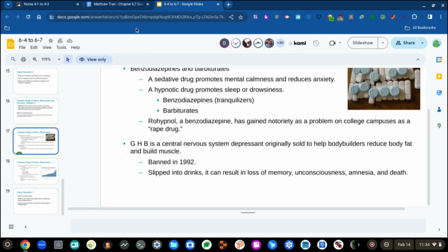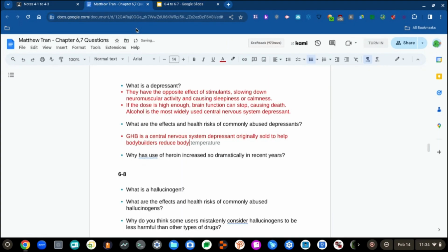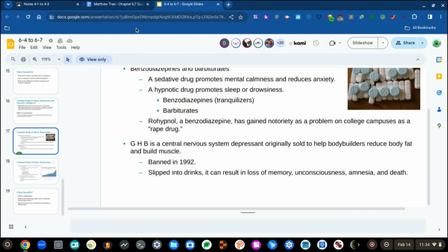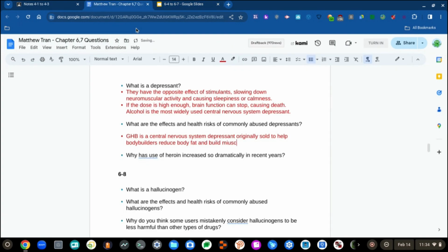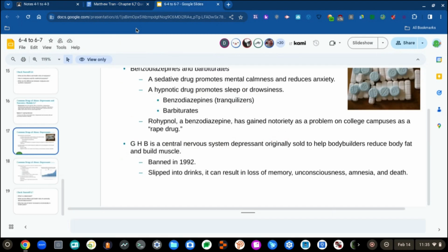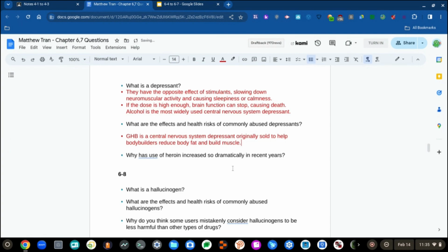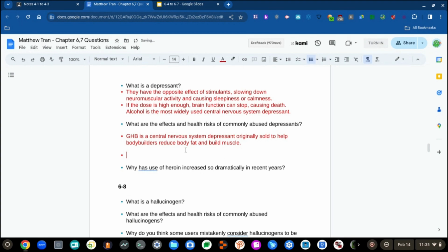So people try to take this and pass out and then take damage. So that's Rohypnol, GHB is the same thing. It basically makes you fall asleep. So what happens when you fall asleep? Well, we don't know what happens. Somebody's taking advantage. So once again, you have to be careful because people try to slip these things into drinks and stuff. So that's what happens.